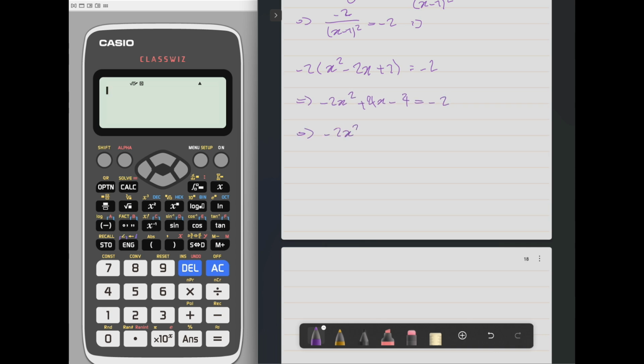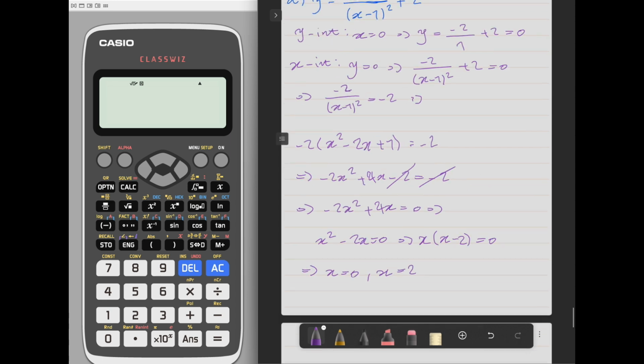So minus 2x squared. Okay, wait, this is 1. So minus 2, these two are going to cancel out. Minus 2x squared plus 4x is going to be equal to 0. So if I factor out minus 2, then it is going to be x squared minus 2x equal to 0. So I'll have x times x minus 2 equal to 0. So I'll have x equal to 0 and x equal to 2. These two are my x-intercepts, guys.